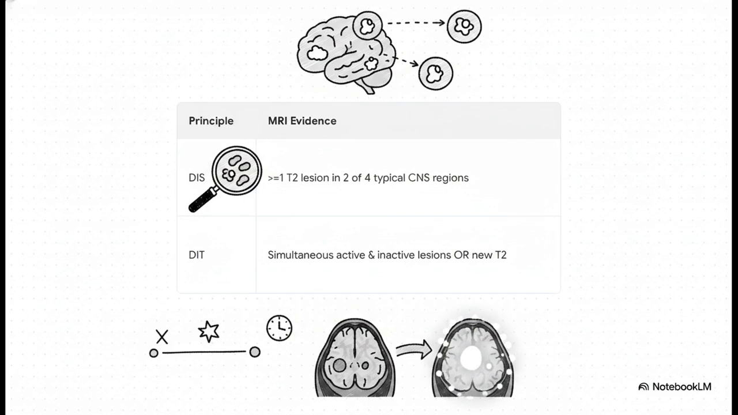For dissemination in space, or DIS, you need at least one T2 lesion in 2 out of 4 classic CNS regions: periventricular, juxtacortical, infratentorial, or the spinal cord.